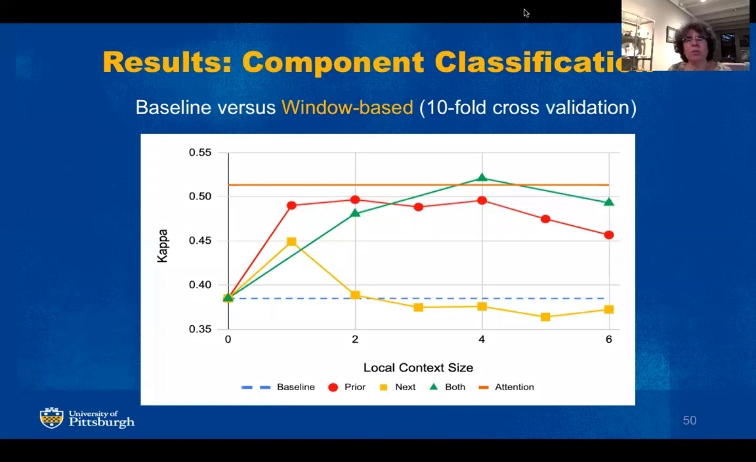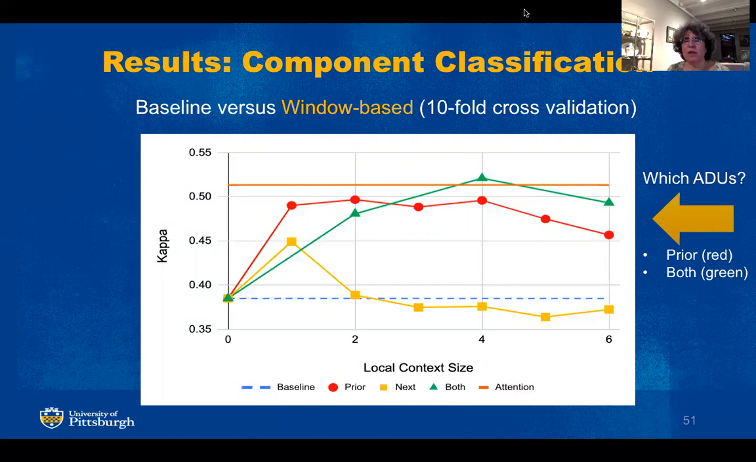Okay, so first, does discourse information improve our baseline component classifier? Here we're showing results from cross-validation experiments, and there are a number of things to highlight from this experiment. First, our baseline classifier is the blue dotted line at the bottom. And as far as which ADUs should be in the window, we can see that looking at both the prior and next utterances compared to the target ADU, both add value.